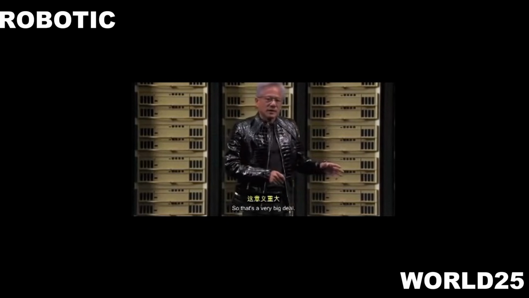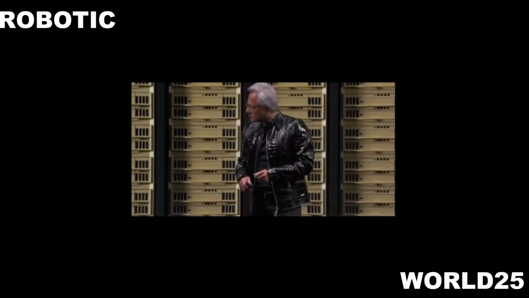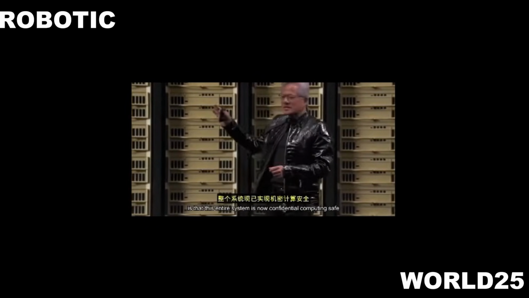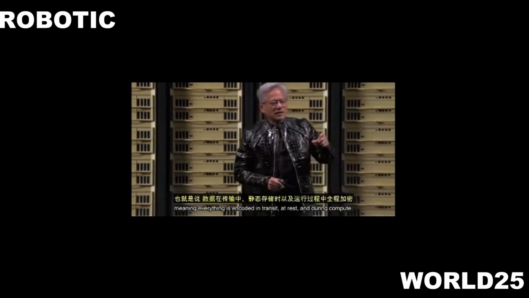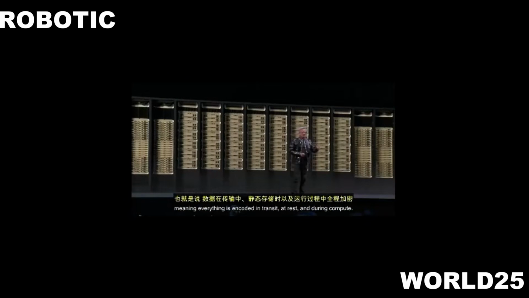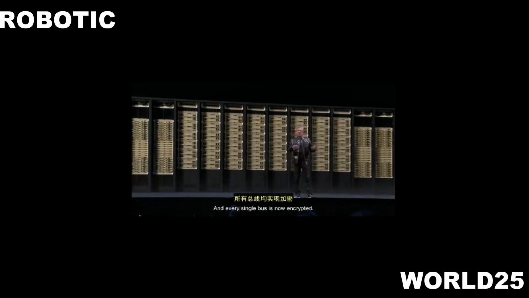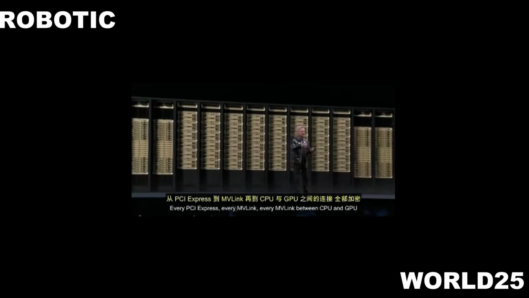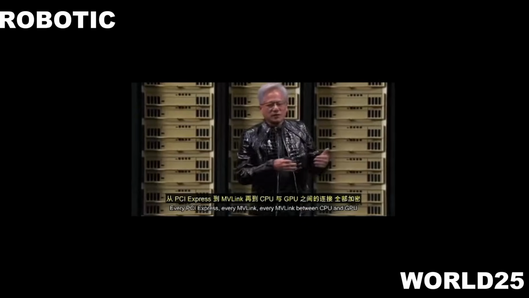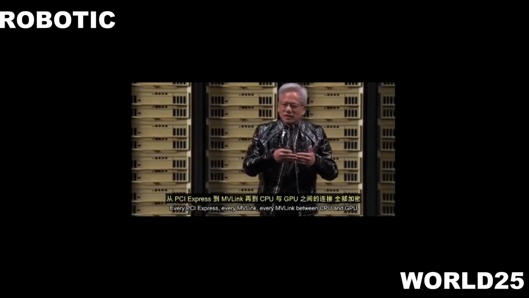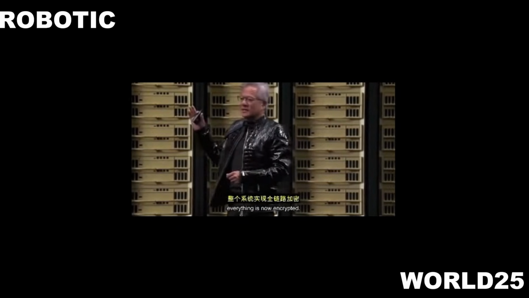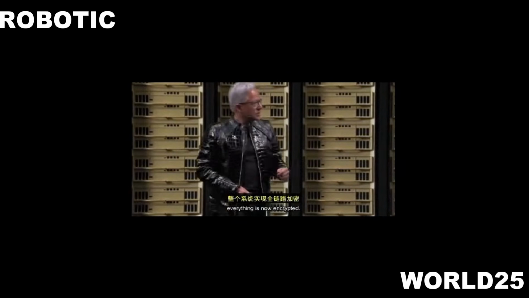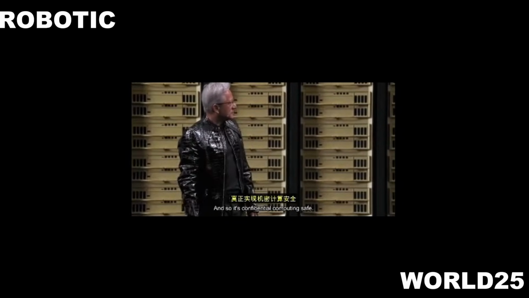So that's a very big deal. The second very big deal is that this entire system is now confidential computing safe, meaning everything is encoded in transit, at rest, and during compute. And every single bus is now encrypted. Every PCI Express, every NVLink, every NVLink between CPU and GPU, between GPU to GPU, everything is now encrypted. And so it's confidential computing safe.